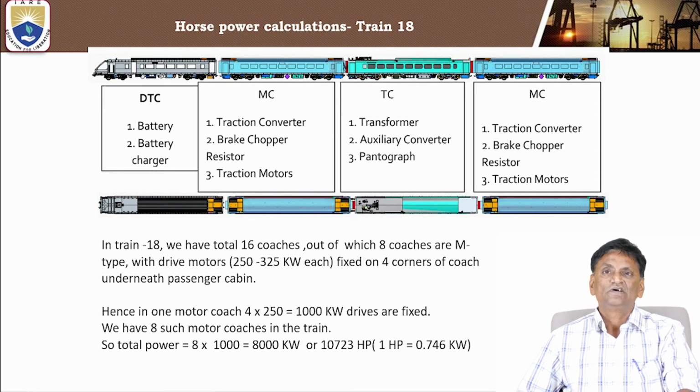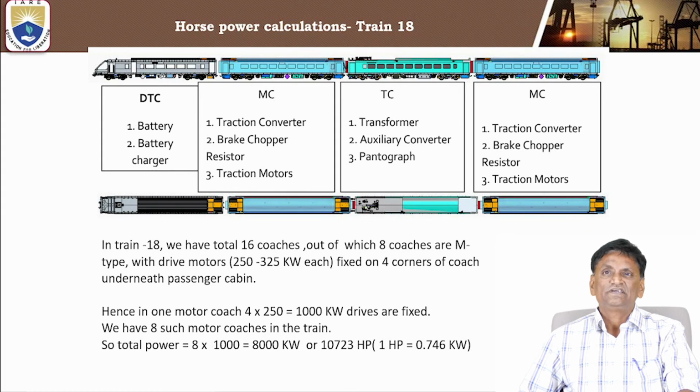The MC coach will have the motors, mainly the traction motors, the brake chopper and traction converters. The passengers will be sitting above. All these were located in the bottom portion, so that the center of gravity is nearer to the ground. Then the TC coach, the traction coach, has the pantograph and the transformers on top of it.